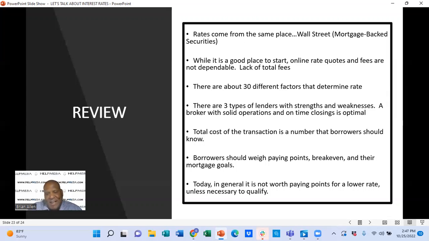And then the break-even analysis for the rate. If you're going to buy down the rate, what's the break-even? You want to make sure you're going to be in that mortgage at least past the break-even point, so that you're seeing some benefit from having paid the points. And as I just said before, today in general, it's not worth paying the points for a lower rate. Unless you need a lower rate to qualify if you have a high debt to income ratio. But that's another conversation that I have about the comfort level with your debt to income and your monthly payment.